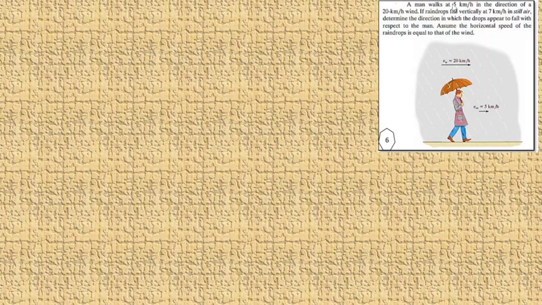As you can see here, a man walks at 4 km per hour in the direction of 20 km per hour, and the raindrop falls vertically at 7 km per hour in still air. Determine the direction in which the drop appears to fall with respect to the man. Assume the horizontal speed of the raindrop is equal to that of the wind. So, as you can see, this problem asks you to use the concept of relative motion.